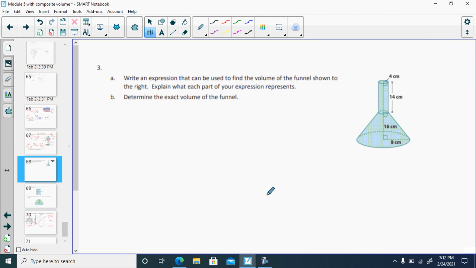Now let's try this one. Write an expression that can be used to find this. So they want the exact volume here, so we're not going to use anything for pi. We're going to leave pi in here. First off, the top part is a cylinder and the bottom part is a cone. So the total volume is going to be equal to the volume of that cylinder plus the volume of the cone.